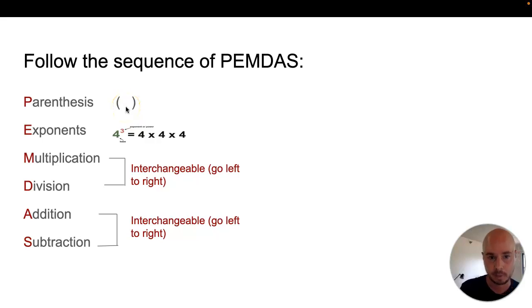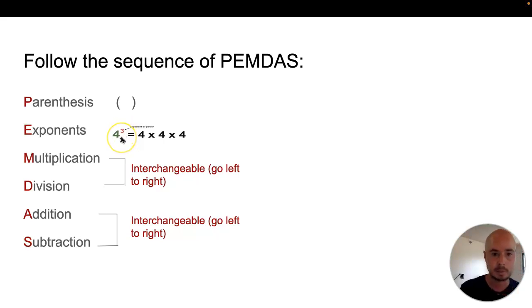So whenever you're solving an order of operations problem, you need to start and begin with whatever's inside of the parentheses. Next, you would move down to the next step, which is exponents. Exponents, or like you might have heard, 4 to the power of 3, that would be the base of 4 with the exponent of 3.